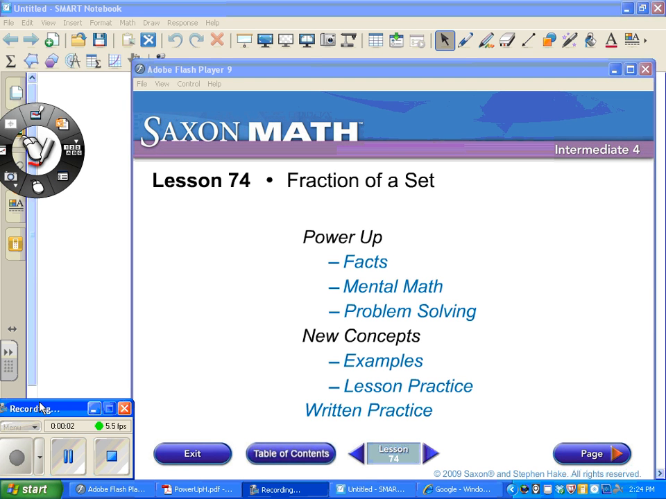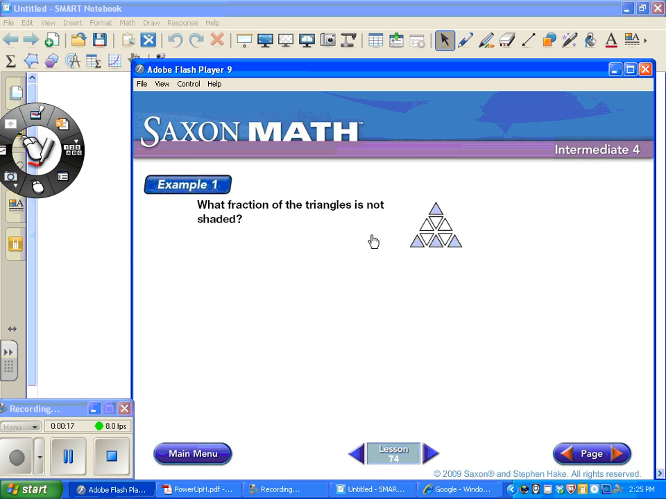Okay, Saxon 4 math class, we are ready for lesson 74. We're going to be talking about fractions of a set. Up until this point, we've been talking about fractions of a whole, but now we're going to be talking about fractions of sets. So let's look at the examples to start off with.